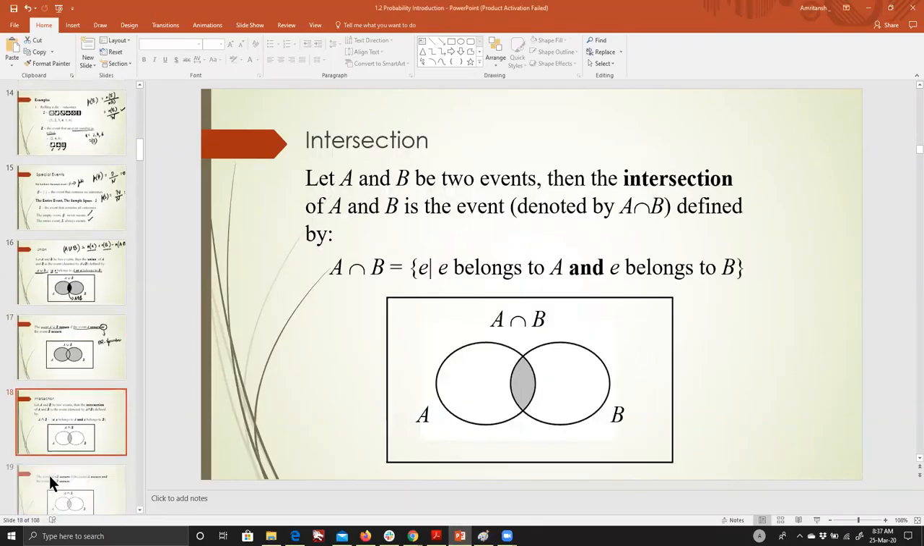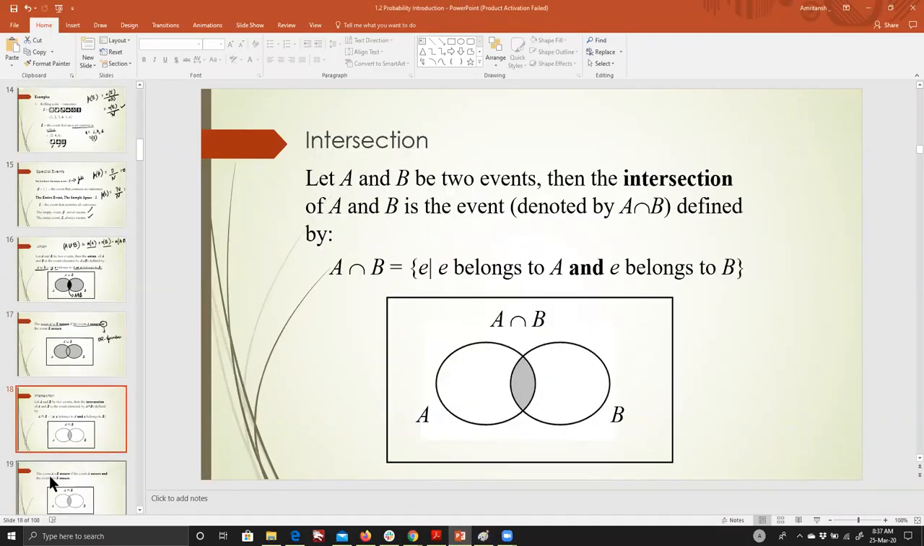So what is the intersection? Common elements, yes. The common event which belongs to A and B. Remember the keyword and. This is called intersection. So the event E belongs to A and E belongs to B as well. So this area is called the intersection. And how is the intersection calculated? Can anyone give me the equation?